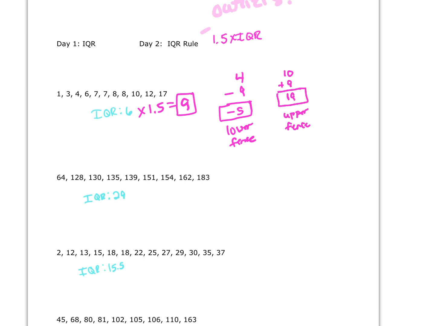So based on the IQR rule or the outlier rule, do we have any outliers for this set of data? No, none of them. None of them are lower than negative 5, right? Typically, if you're going to get a negative value, it's not going to even be anything you have to consider. But we do need to look at that upper fence. So the upper fence is 19. We don't have any values that are greater than 19. So we don't have any outliers in this set of data.